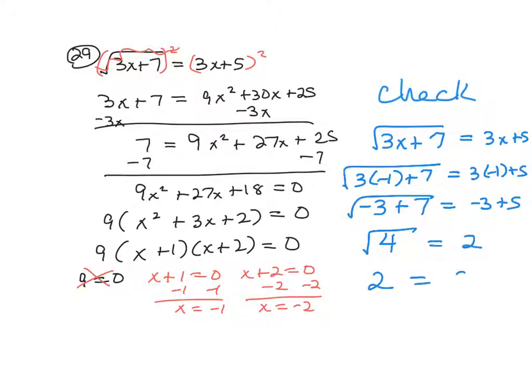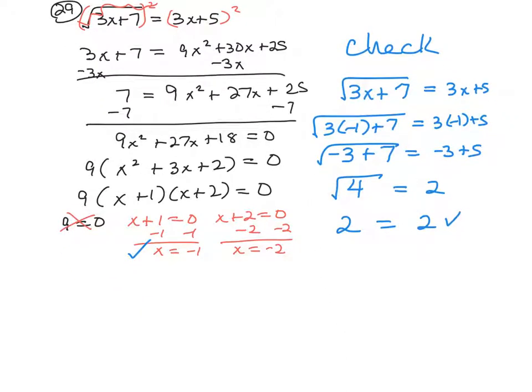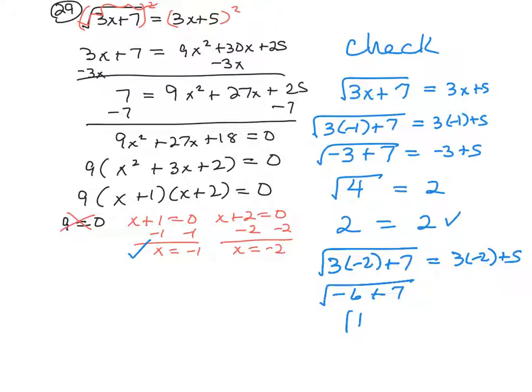I end up with negative 3 plus 5 is 2. 2 equals 2. This one works so far. So now let me try plugging in negative 2. So 3 times negative 2 plus 7 under the radical. 3 times negative 2 plus 5. Negative 6 plus 7.